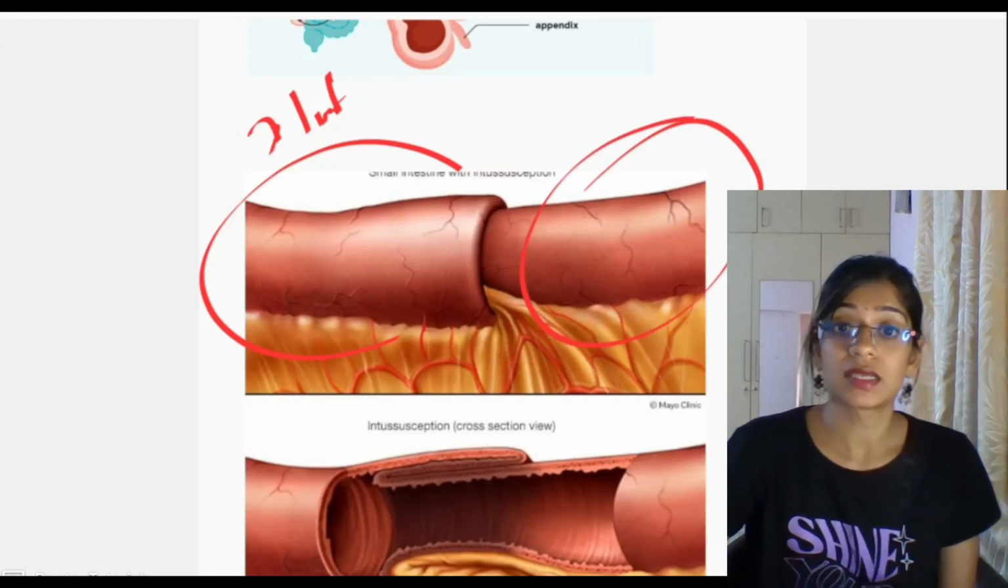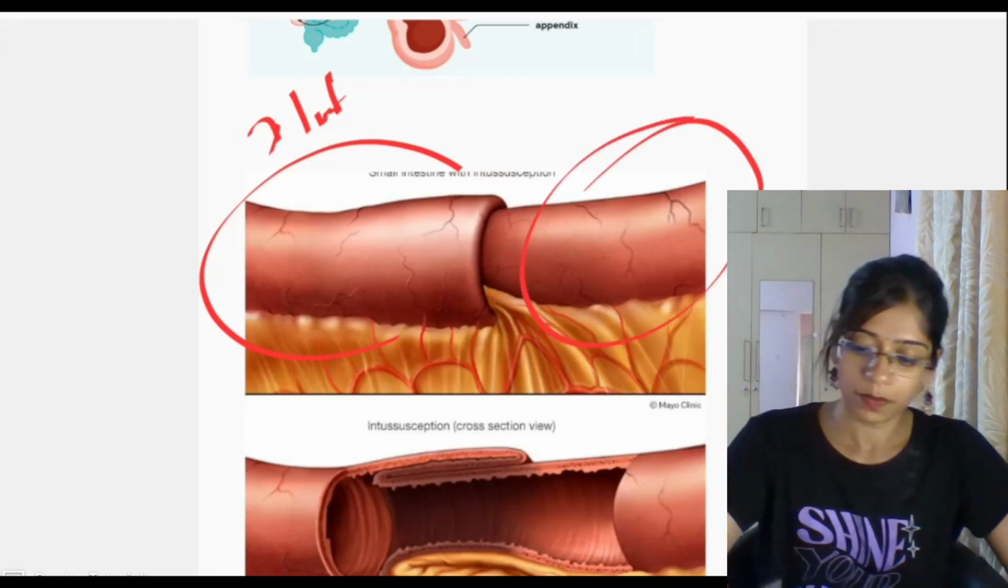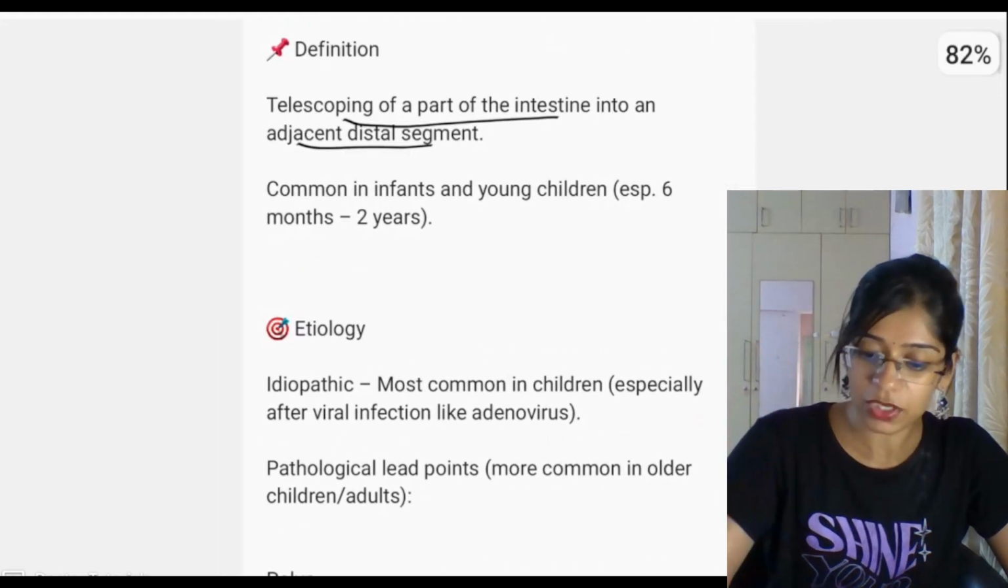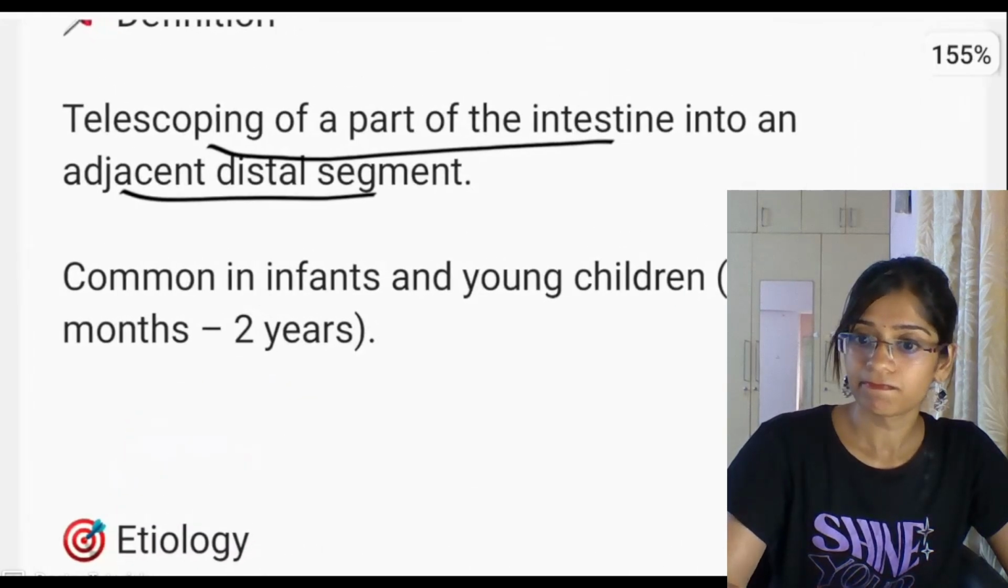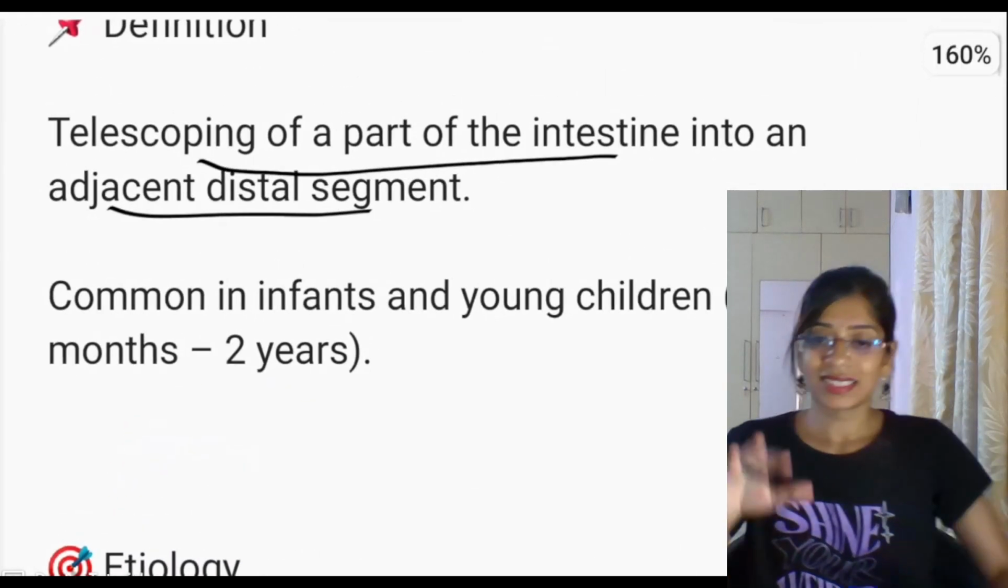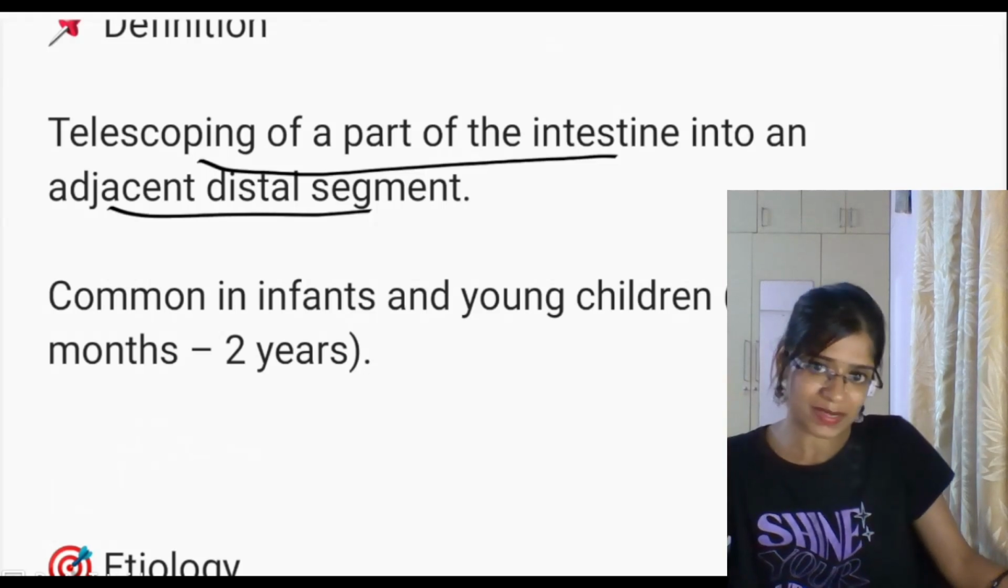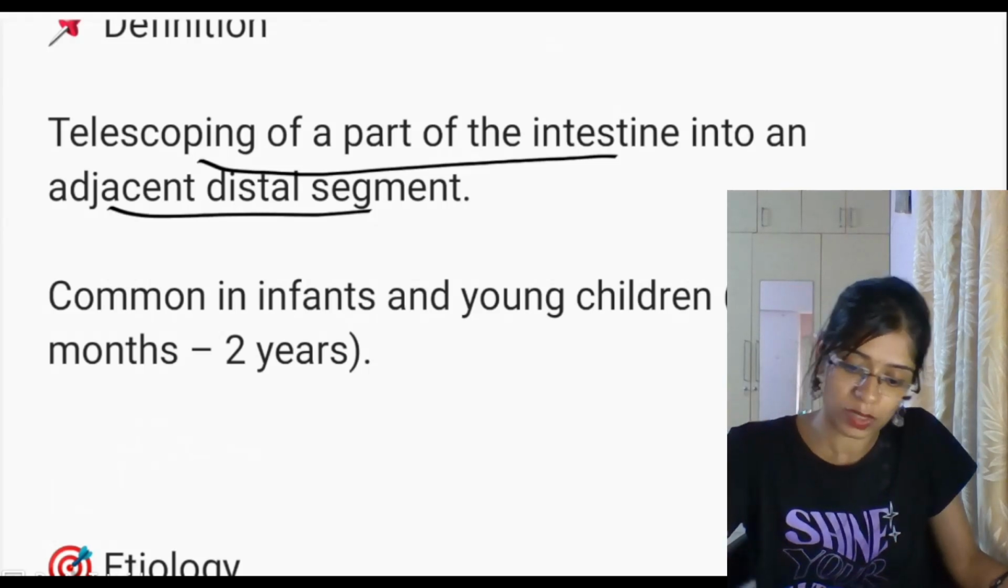This part is intussusceptum. Simple? It has come before. Now you understood the definition. Remember this: intussusception occurs mostly in children, from 6 months to 2 years of age. It can be seen in adults also, but mostly in children.